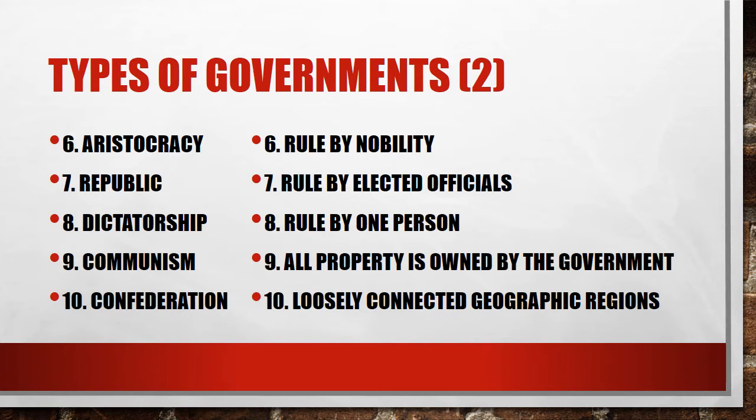Now you might be wondering, what's the difference between a monarchy and a dictatorship? Because a monarchy has a king or a queen in power, and a dictatorship is just ruled by one person. Well, the difference here is that in a monarchy, you become king or queen by being born into that family, or you can marry into that family. But in a dictatorship, the person in control doesn't necessarily have to be related to the last person.